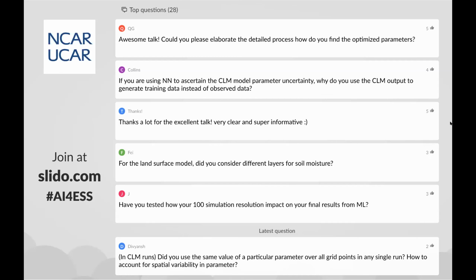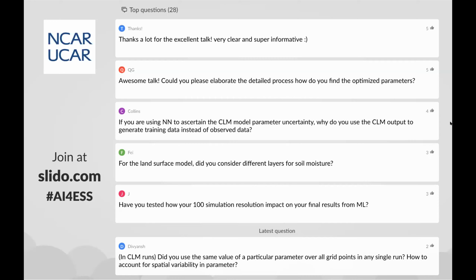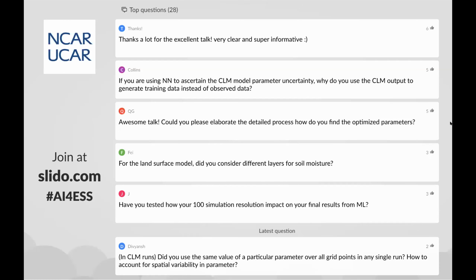Question from QG, could you please elaborate the detailed process, how you find the optimized parameters? So I'm not sure if this is referring to hyperparameters, which I discussed in answers to some of the other questions, or the optimized model parameters. So I'll talk about that maybe for a minute, because I haven't talked about that as much.